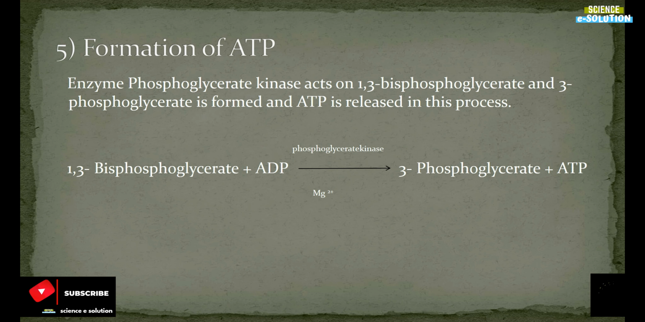The next step is formation of ATP. An ATP molecule is formed. Actually, there is release of 2 ATP molecules because this reaction occurs twice. One when glyceraldehyde phosphate enters the reaction, and the other when dihydroxyacetone phosphate gets converted into glyceraldehyde 3-phosphate and enters the reaction. So the enzyme phosphoglycerate kinase acts on 1,3-bisphosphoglycerate and forms 3-phosphoglycerate, and ATP is released in the process.